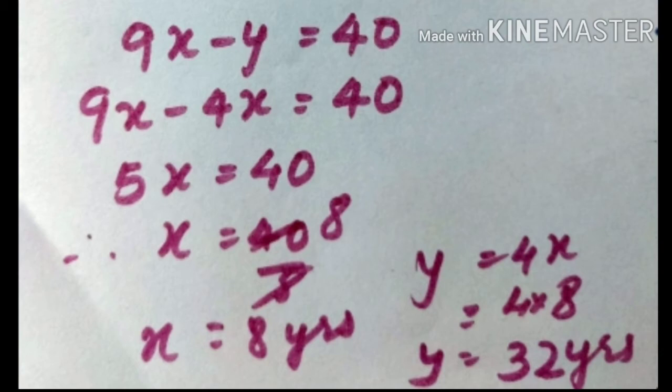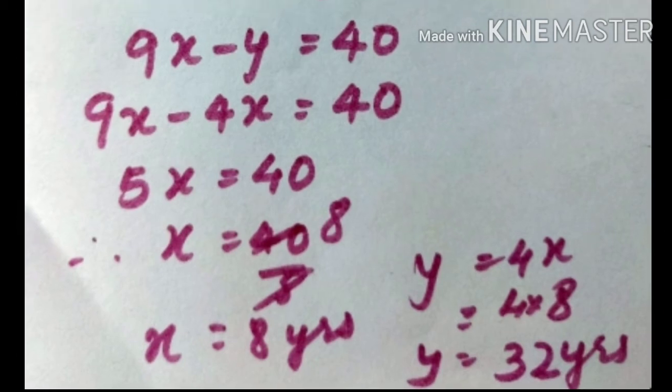So we write y is equal to 4x and substitute the x value, 4 into 8. So y is equal to 32 years. But our y is his father's age. Ram's father's age is 32 years. So likewise you get both the values, that is the present ages of Ram and his father. You can write as your answer that Ram is 8 years and his father is 32 years.